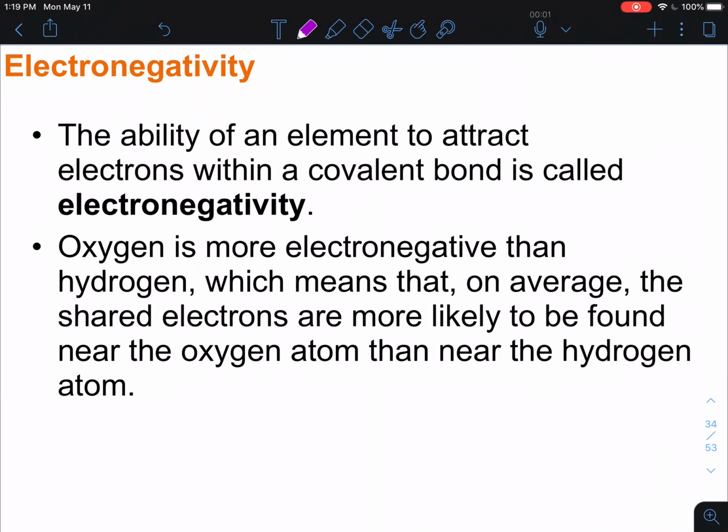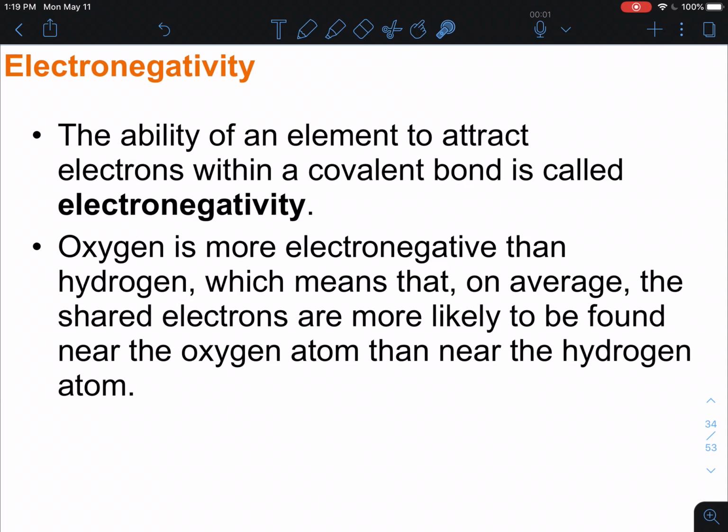Hey class, welcome back. We are still in chapter 11, covering chemical bonds and chemical structures. But before we go any further, I want to introduce this concept of electronegativity to you guys because it's really important for several reasons, but specifically for Lewis structures. A lot of times when we draw Lewis structures, the central atom isn't obvious.